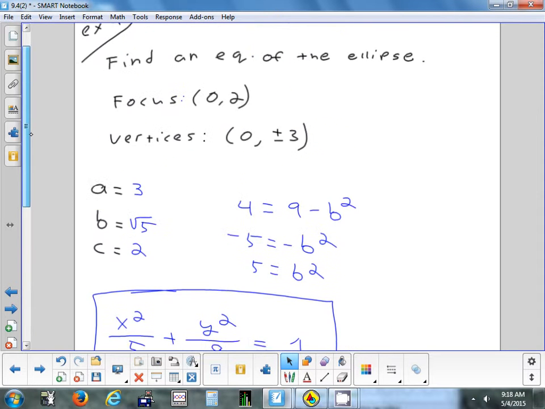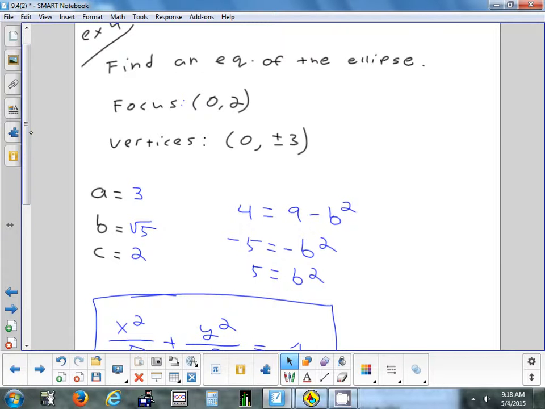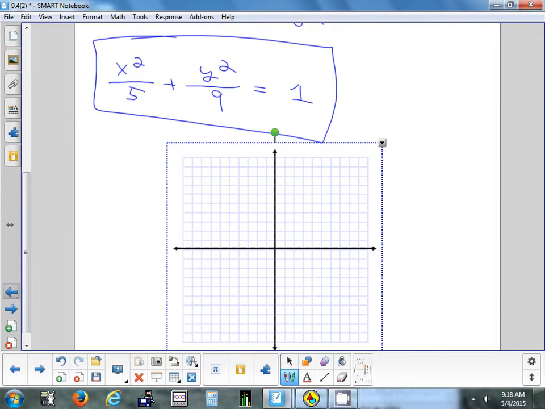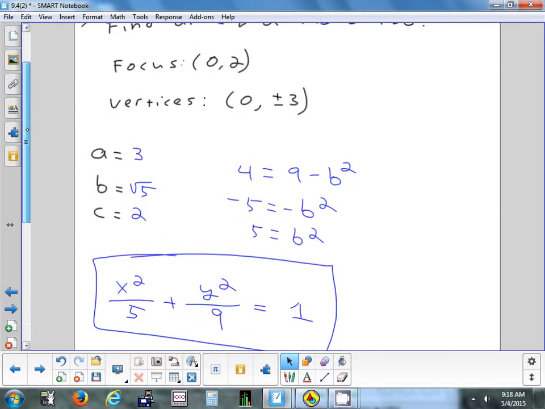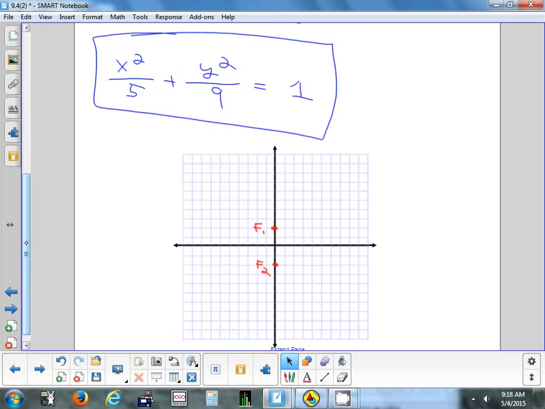All right, so we've got foci 2 units above and below the origin. The foci are not actually part of the points that make up the ellipse. They're inside the ellipse. So this is F1, F2. The vertices are 3 units above and below. And the vertices are points the ellipse is going to go right through. Call it V1, V2.